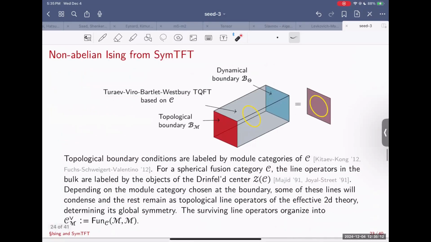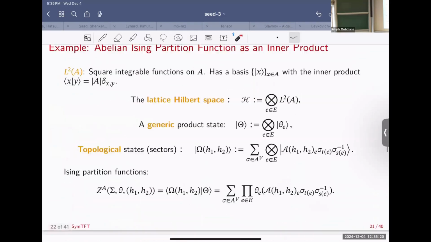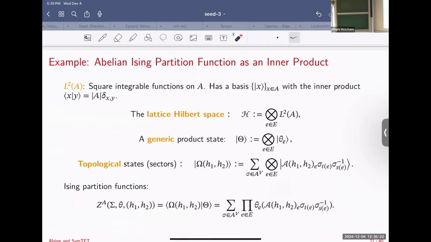Okay. Any questions so far? Sorry, these states that you say are topological, these are not ground states of the Ising Hamiltonian, right? No, they're ground states of the toric code Hamiltonian. Okay.